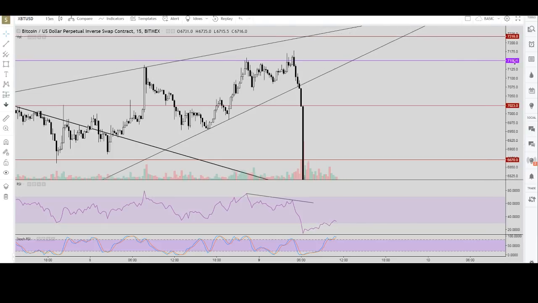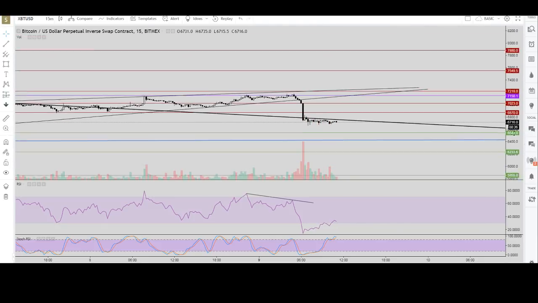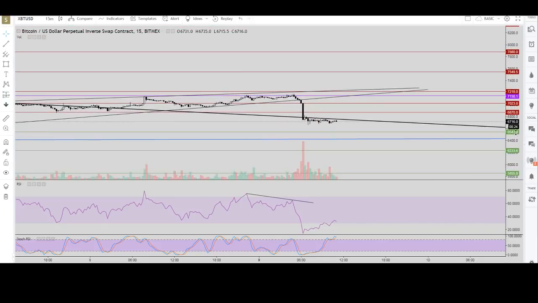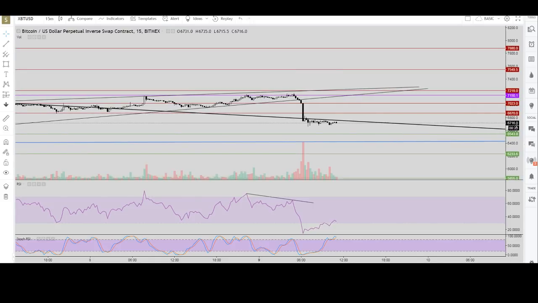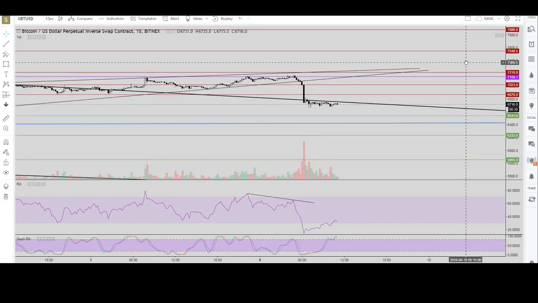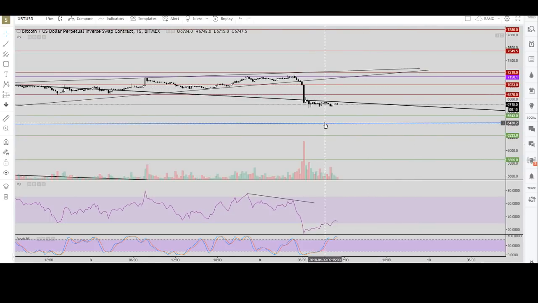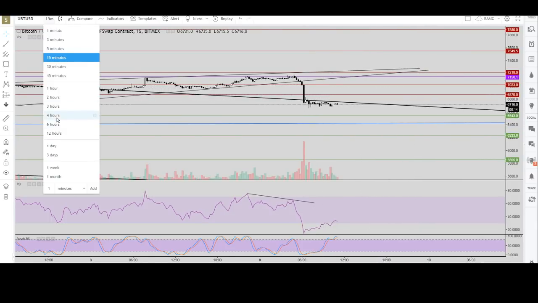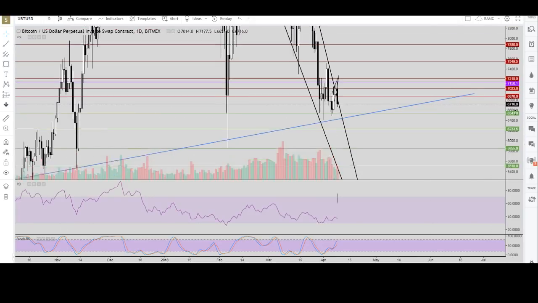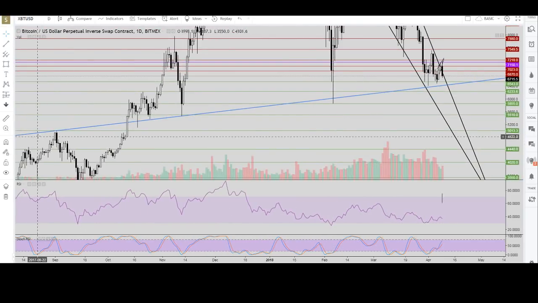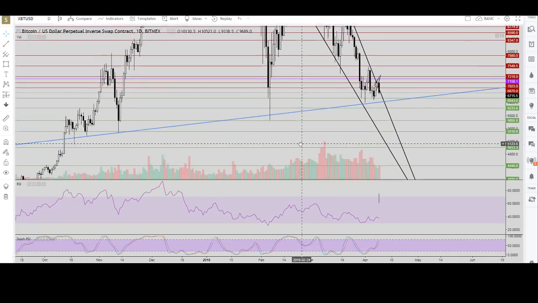So I have all my supports in green, I have all my resistances in red, I have my little area of interest, micro support and resistance in purple that I start drawing when we get confined to a certain area, and I have this bold blue trend line, which comes from way earlier. Experimental trend line, we'll see how it plays out. On Bitfinex, it actually works much better than on BitMEX.